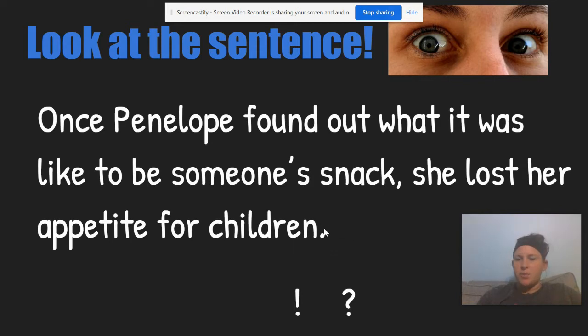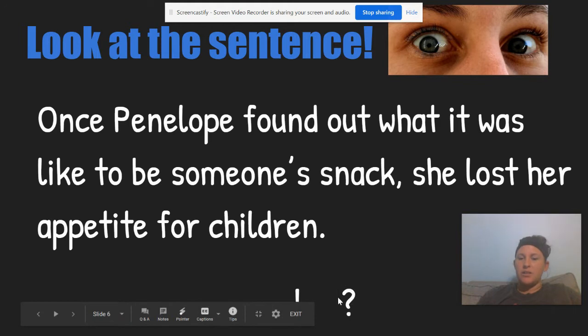And then, of course, the ending punctuation. This is just a calm sentence. Once Penelope found out what it was like to be someone's snack. So you're just reading it normally. Whereas if you ended it with an exclamation mark, you would be yelling it. You're excited about it. Exclamation mark means you're excited. Once Penelope found out what it was like! That's how you would be reading that, but that's not how the sentence is supposed to be read, so it just has a normal period.